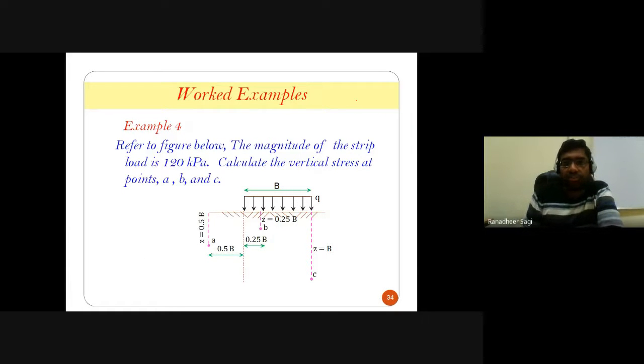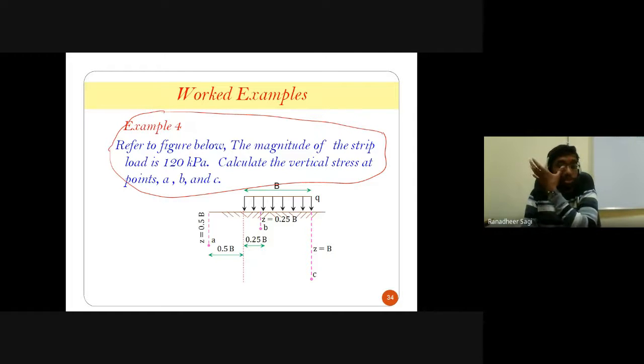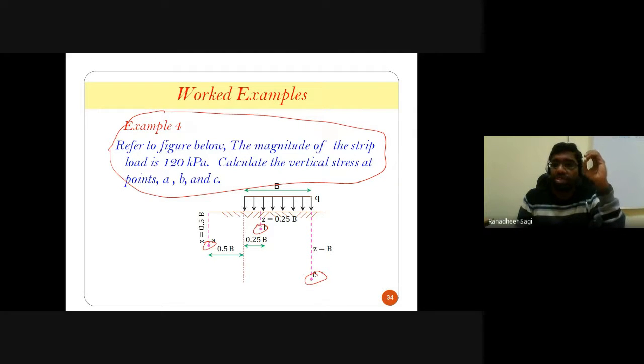Here you have one example given with respect to your strip loading condition. So it's a straightforward case. You can simply substitute your values into that particular expression to calculate the amount of vertical stress that is getting developed at the different points given here: point A, point B, and point C. You know the position of point A, point B, and point C. So accordingly, you have to understand how much is your alpha value and how much is your beta value.